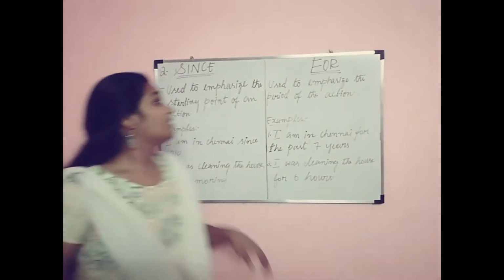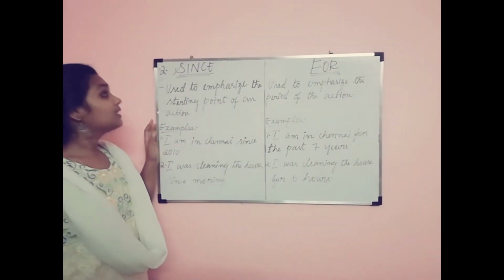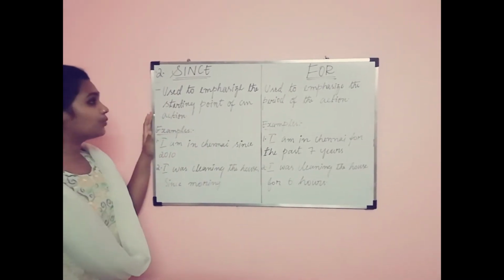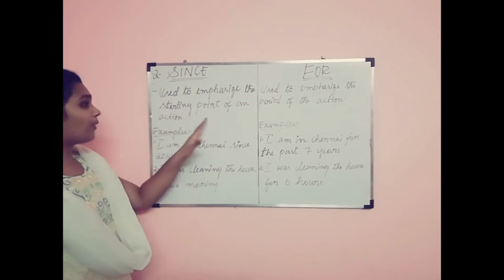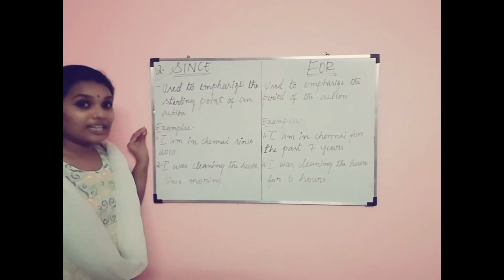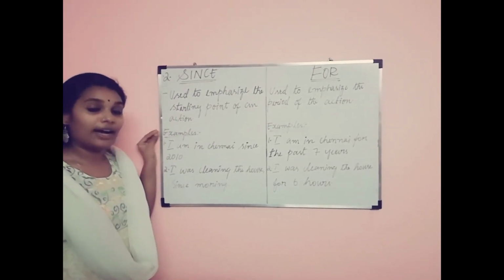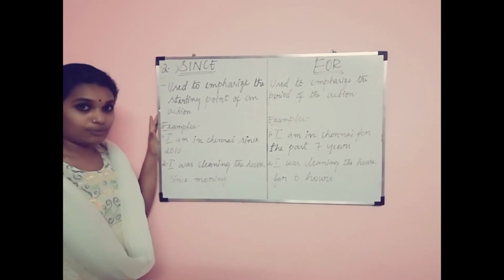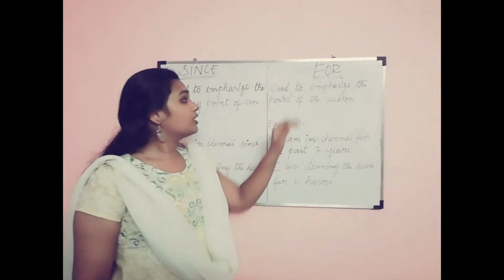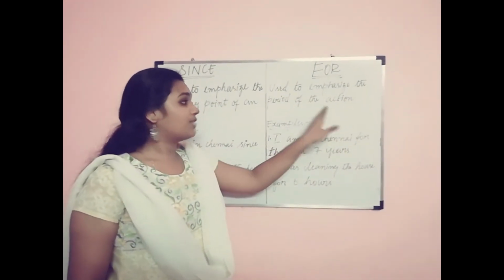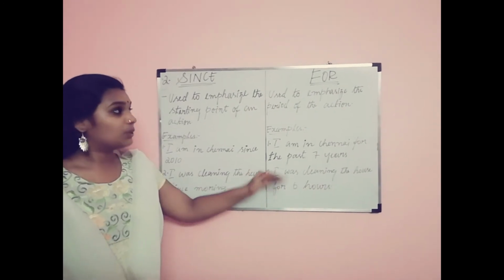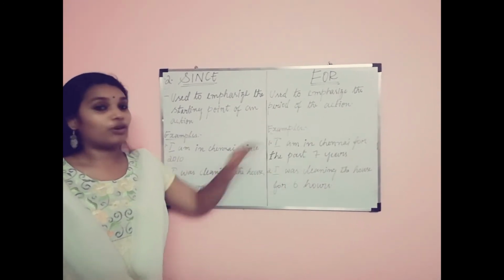So next we'll check the usage of the words since and for. Since is used to emphasize the starting point of an action, when it starts. And for is used to emphasize the period of the action, how long an action goes on.